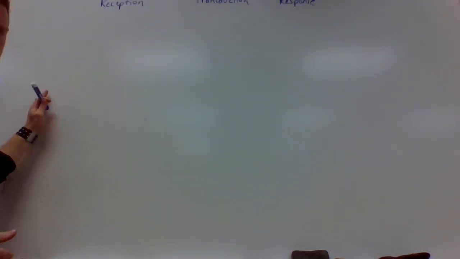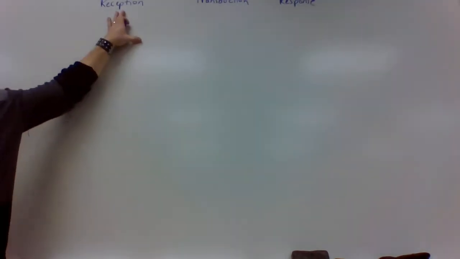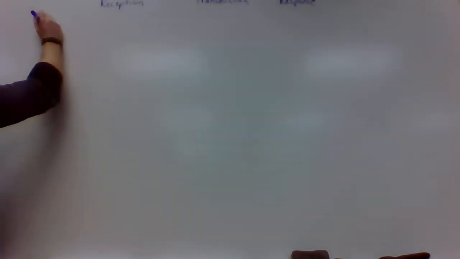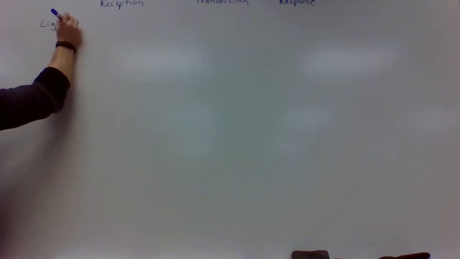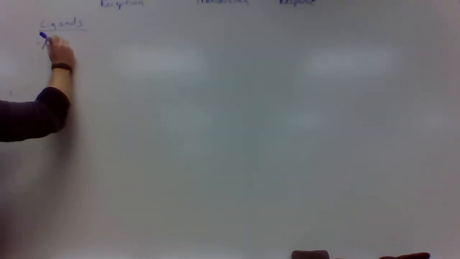All right, so when we're looking at a signal transduction pathway, it's always going to begin with step number one, or reception. And reception is going to take place when a ligand binds to a receptor. Now, we talked about three different types of ligands. Ligand number one is going to be a neurotransmitter.